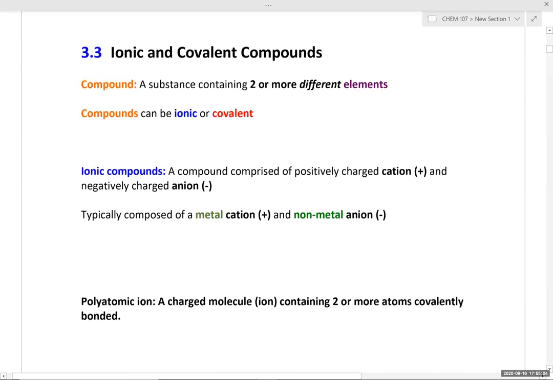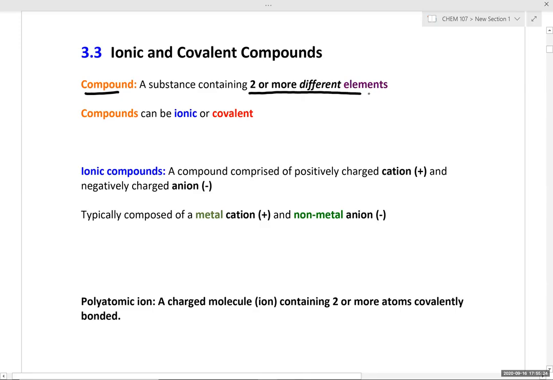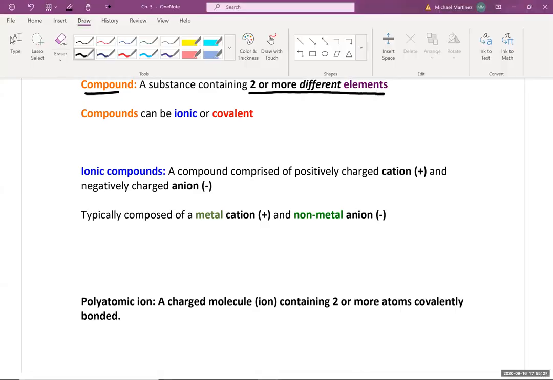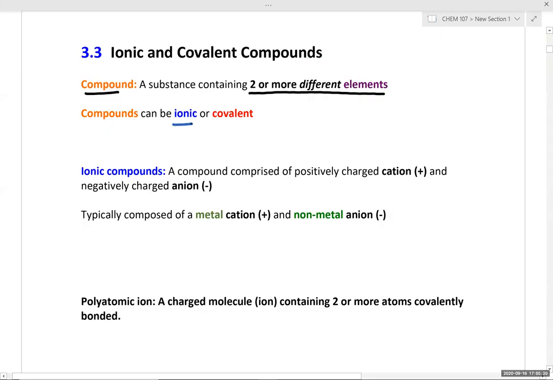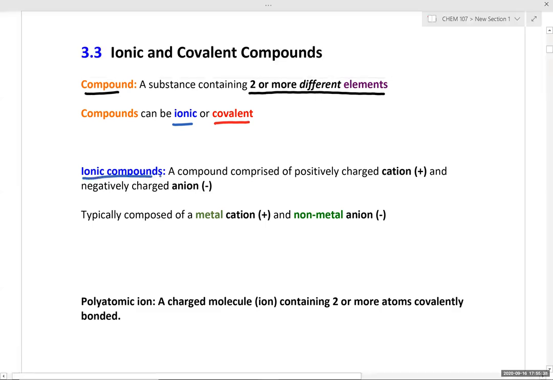Okay, so let's talk a little bit about ionic and covalent compounds. So a compound, just as a review, is a substance containing two or more different elements. Compounds can be either ionic or covalent. Now, ionic compounds are compounds consisting of a positively charged cation and a negatively charged anion.